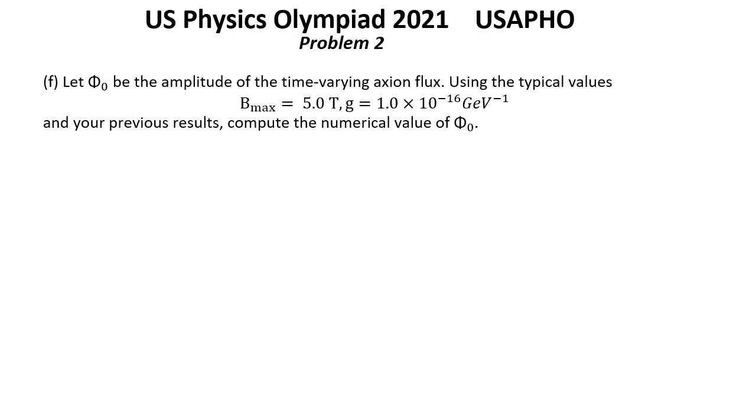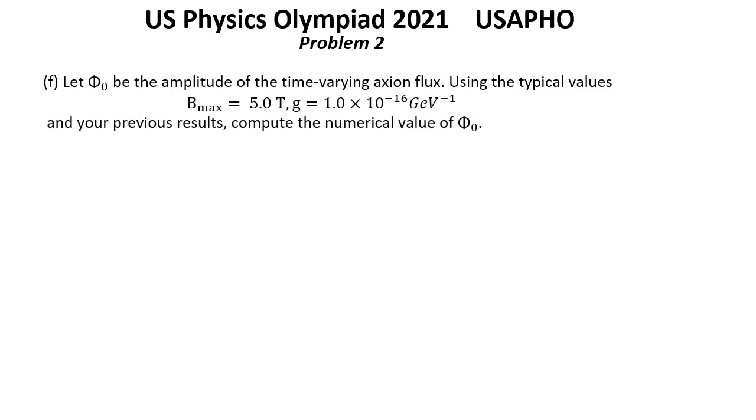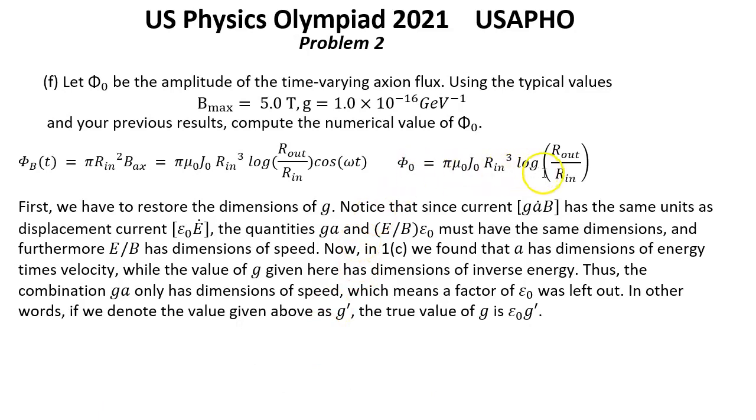Question F. Let Φ0 be the amplitude of the time varying axion flux. Using the typical values B max equal 5.0 Tesla, g equal 1.0 by 10 to the power negative 16 GeV to the negative power one, and your previous results, compute the numerical value for Φ0. Solution. From a previous question we found that magnetic flux Φ_B as a function of time was this expression, or Φ0 equals this expression.